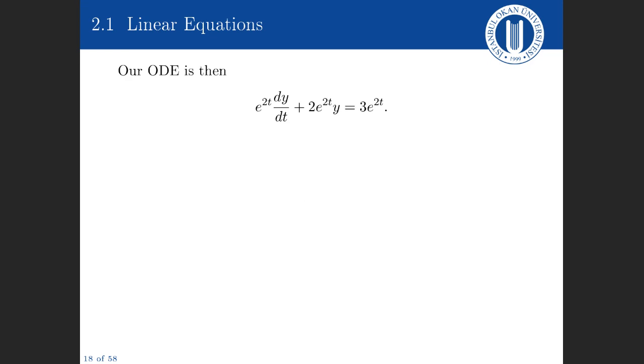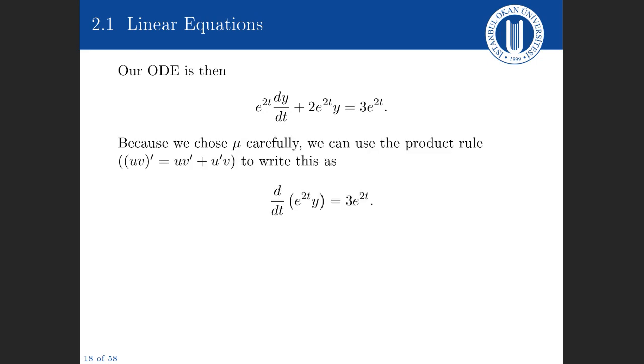So we take our differential equation and we multiply it by e to the power 2t. e to the power 2t dy/dt plus 2e to the power 2t y is equal to 3e to the power 2t. Okay? Because we chose our integrating factor very carefully, we can use the product rule on the left side, because the left side is just the same as the derivative of e to the power 2t y.